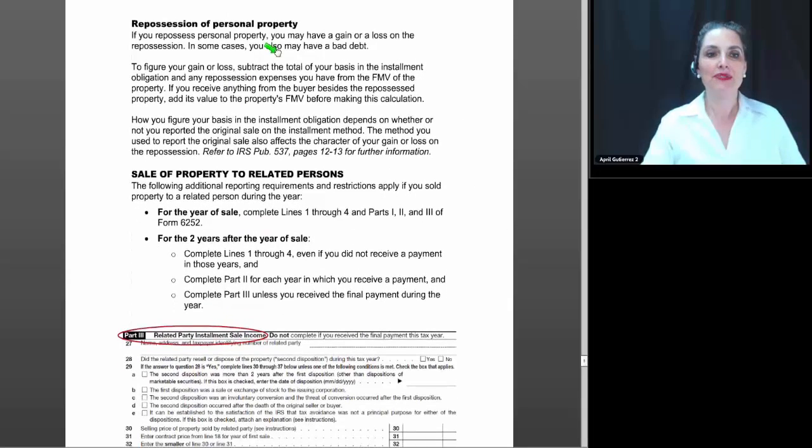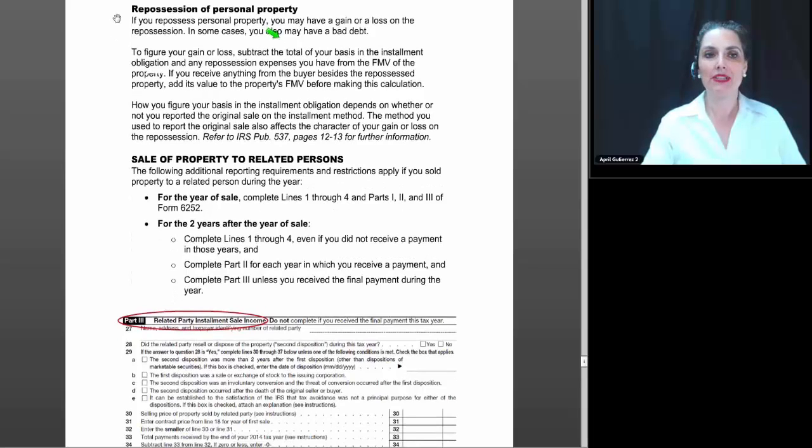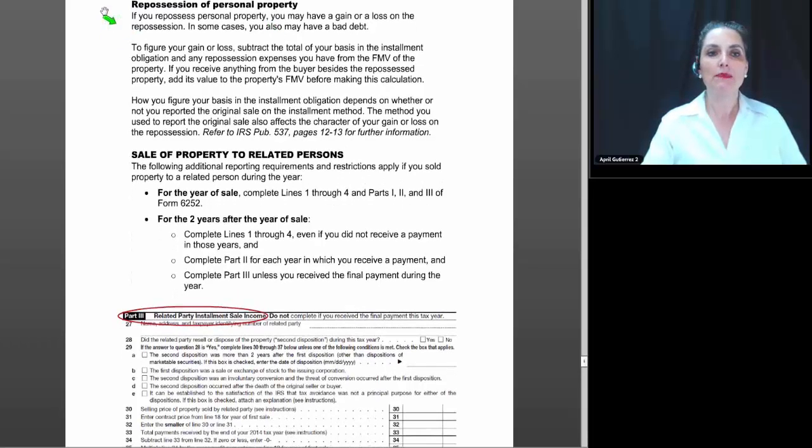Repossession of personal property, though, would be a little bit different than business property. If you repossess personal property, you may have a gain or a loss on the repossession, and in some cases you may also have a bad debt. To figure your gain or loss, subtract the total of your basis in the installment obligation and any repossession expenses you have from the fair market value of the property. If you receive anything from the buyer besides the repossessed property, add its value to the property's fair market value before you make that calculation.